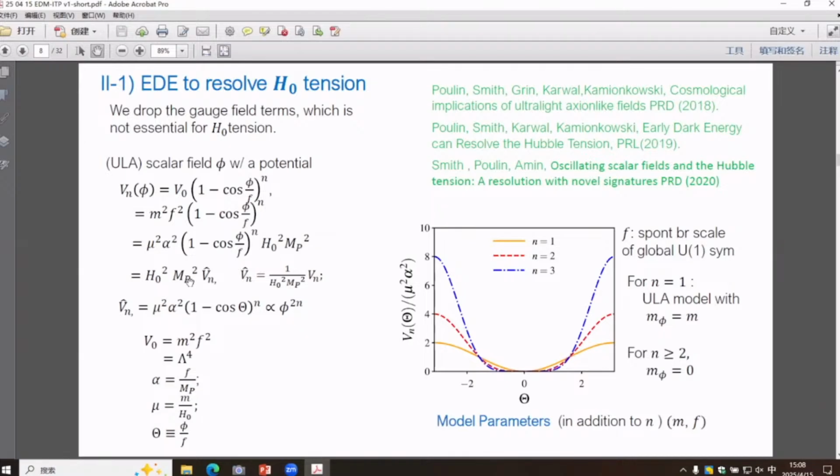Okay. Yes. And also, I'm confused. What is the full name of the Ultralight Axion? Thank you. Yes, sorry about that.